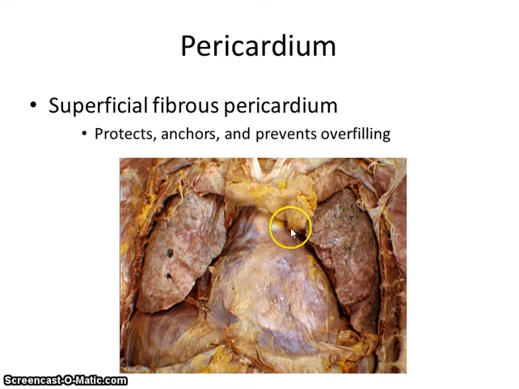Outside of that, you've also got this superficial fibrous pericardium. So it's very fatty, very tough. When you dissect hearts, you'll be able to feel how tough it is, connective tissue there. It helps protect the heart, anchor it in place, and then it also keeps it from overfilling. If it gets too stretched, it can't make the right connections between the actin and the myosin to contract.